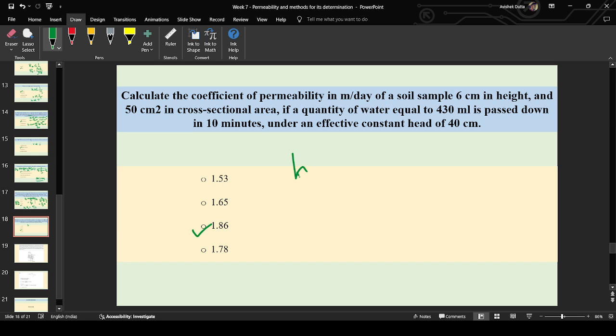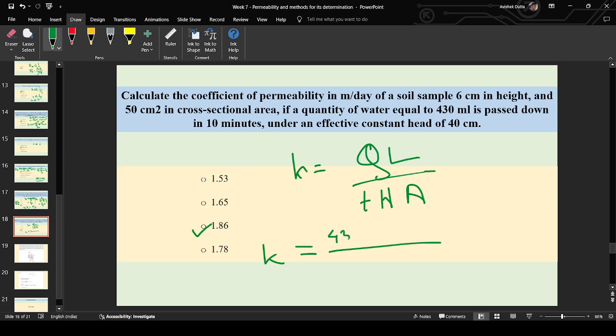The value of k, if we deduce from the constant head formula, we get volume of water into the length of the sample divided by time into h, that is head, into area of cross section. Here we have 430, the length of the sample is 6 centimeters, and the time is 10 minutes, that is 600 seconds, into 40, the constant head, into 50, the area of cross section in centimeter square.